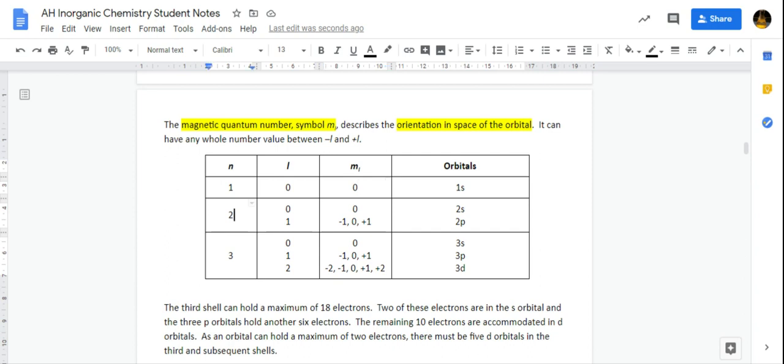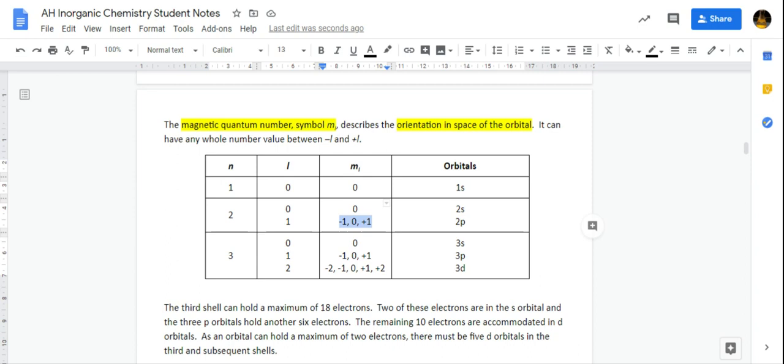orbital. For n equal to 2, so we're in the second shell now, for our 2s orbital, L will equal 0, telling us it's the s subshell. And ml will also equal 0, because an s orbital is spherical. For our 2p orbitals, the value of L is 1, and then we have 3 values of the magnetic quantum number. 1 represents the px, 1 represents the py, and 1 represents the pz.